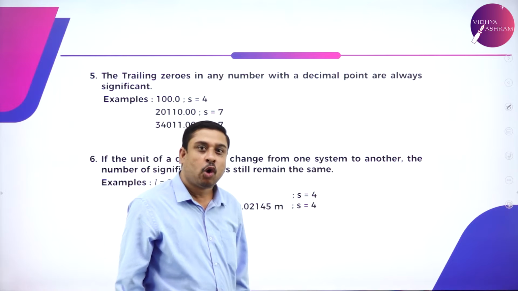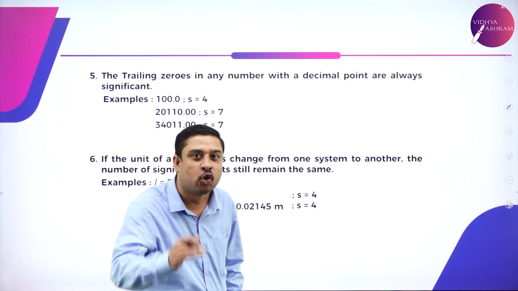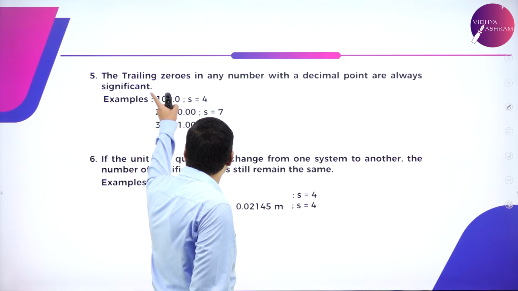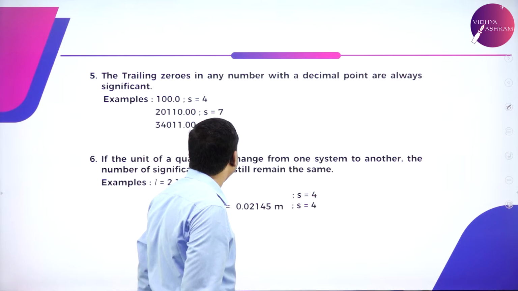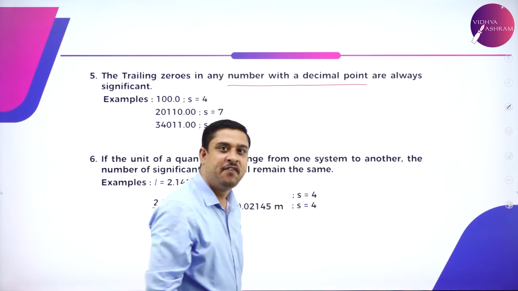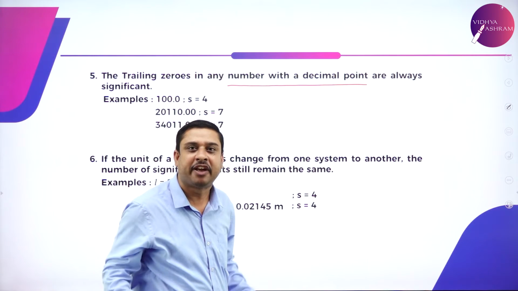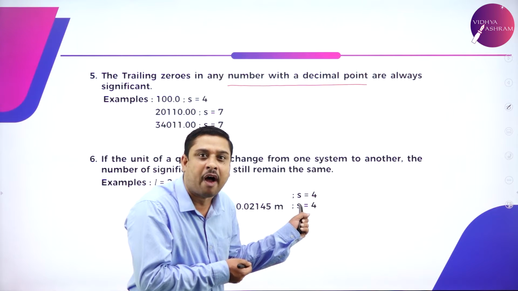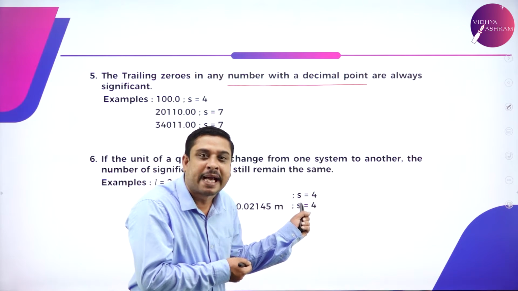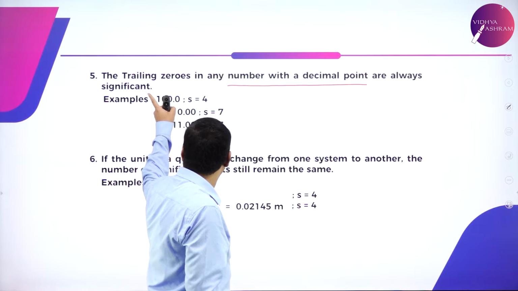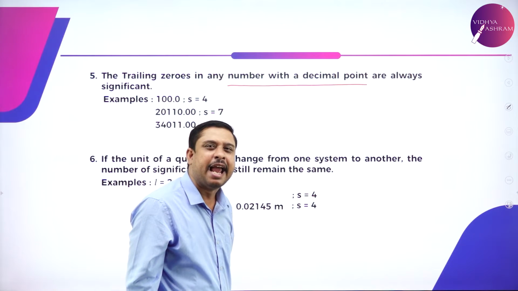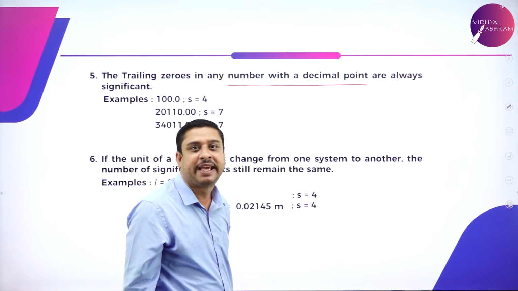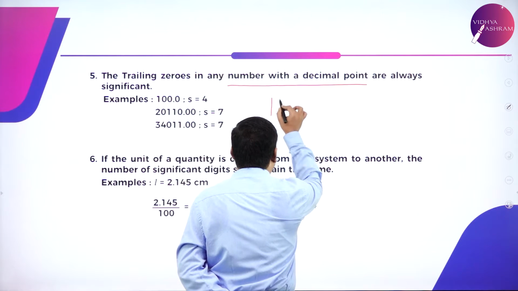Now, rule 5. The contra of rule 4, the other way of expressing rule 4, says the trailing zeros in any number with a decimal point become significant. See, so beautiful. The earlier rule says if there is no decimal point, the zeros following become insignificant. But here, the trailing zeros in any number with a decimal point are always significant.